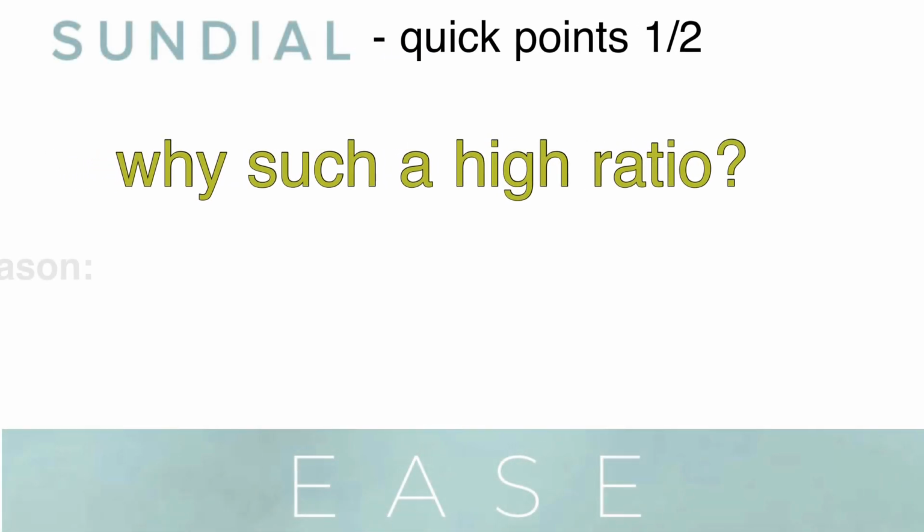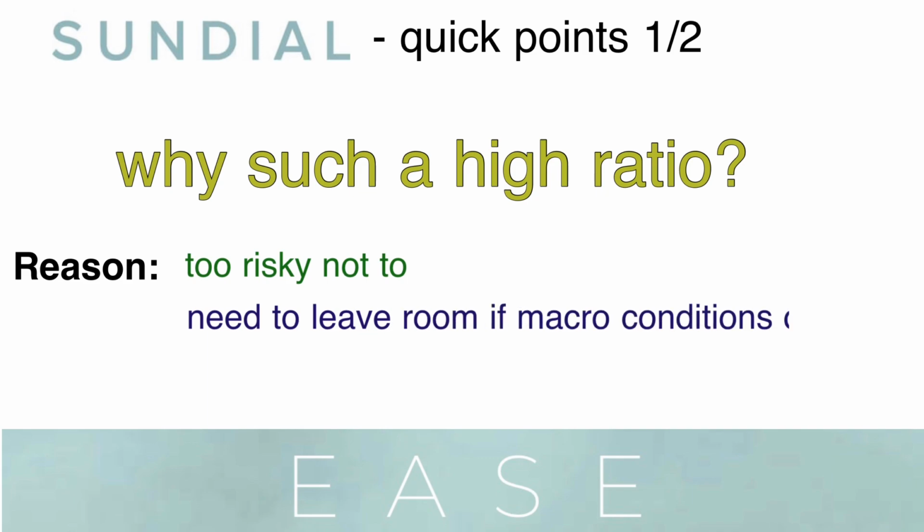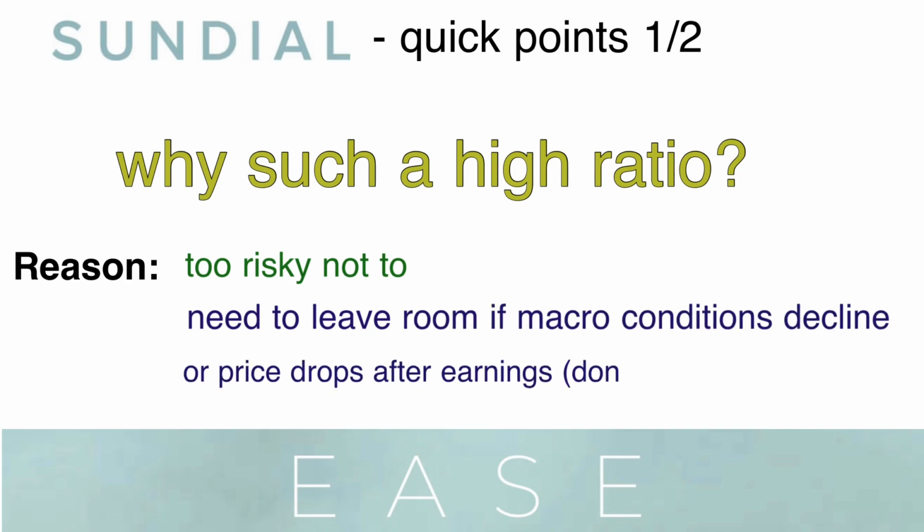But first off, two quick points. Number one, why such a high ratio? Why not a 4:1 or even a 5:1 split? Reason: too risky. Sundial needs to leave a large room in case the macro conditions decline or the share price drops after the next earnings report. I don't think it'll happen, but just in case.